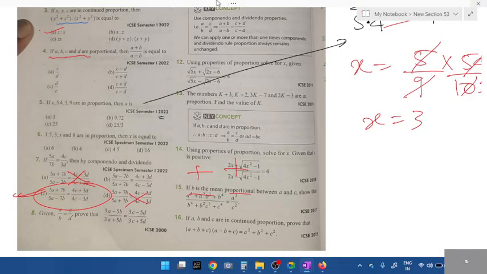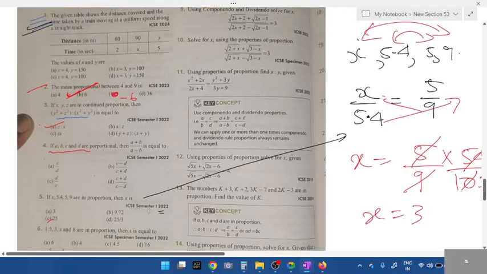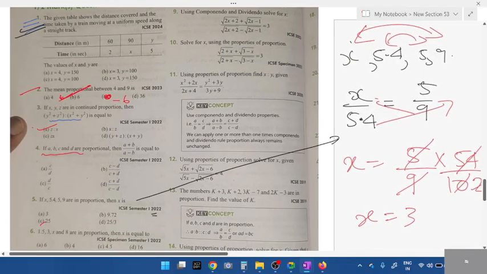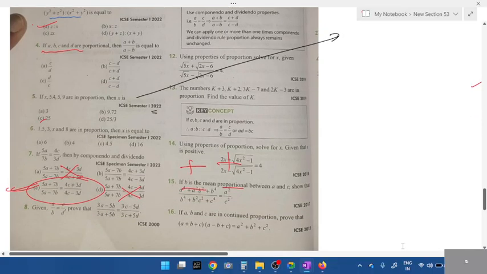Eighth question. Sixth question, you all try it. Same. Product of means is equal to product of extremes. What's the time? 8:20. Okay. Eighth question. After that, we'll solve 3-marker questions. Solve the eighth one, students.